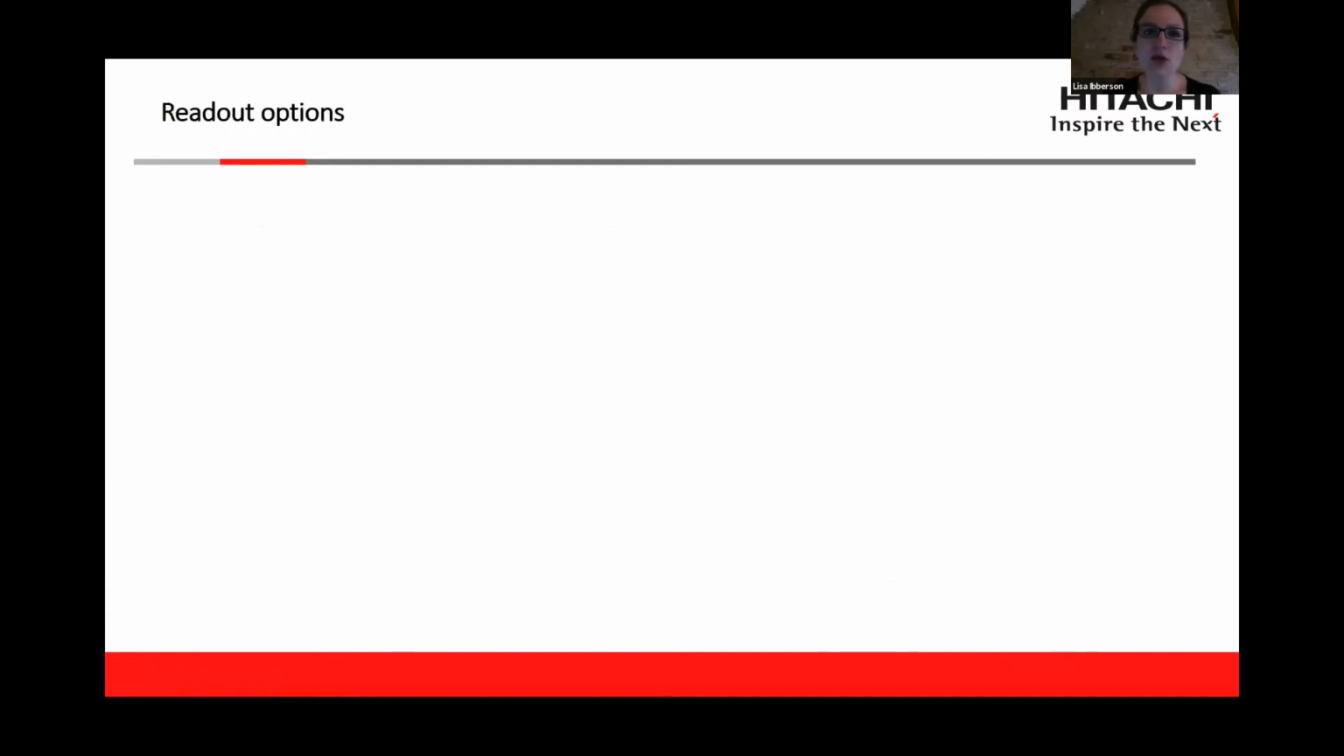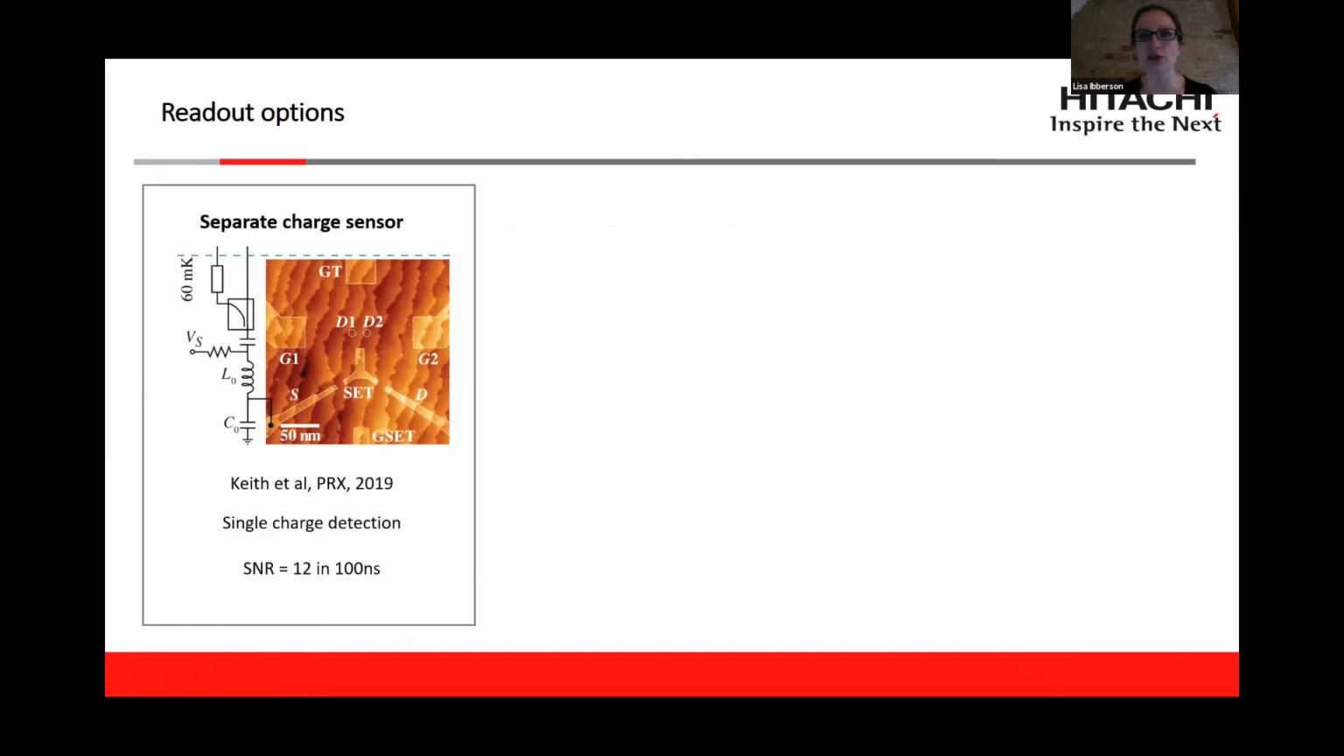There are several options for performing readout in the solid state. One could position a separate charge sensor adjacent to the double quantum dot, for example, a quantum point contact or a single electron transistor. In the image shown here, which is from Michelle Simmons' group in Australia, they create a double quantum dot by implanting donors, and they position a single electron transistor adjacent to the double quantum dot.